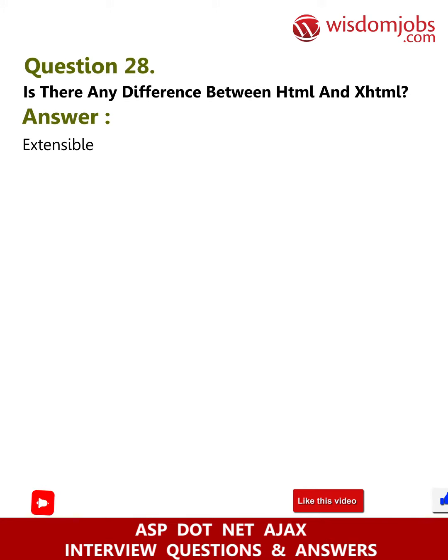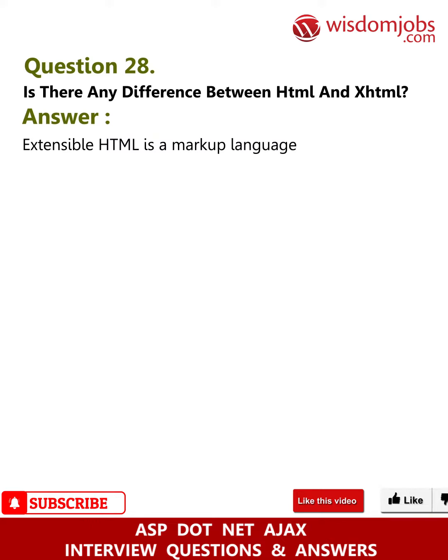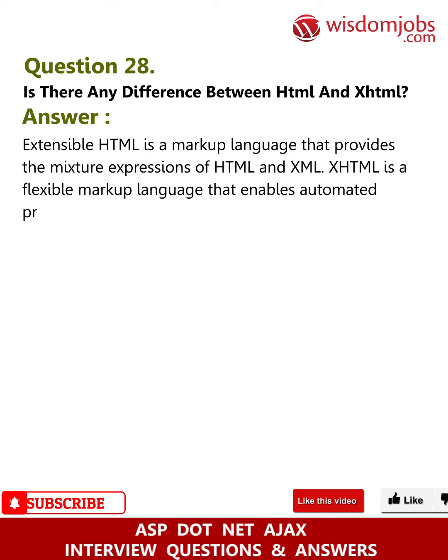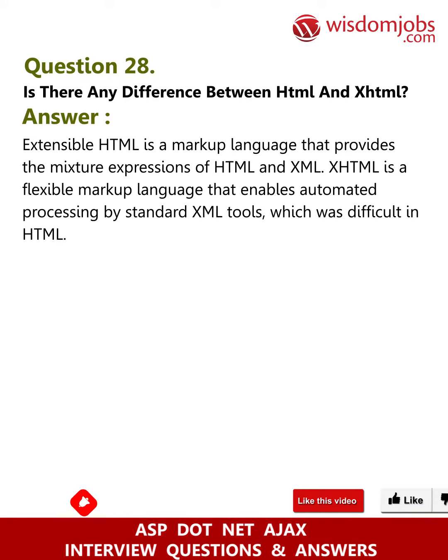Question 28. Is there any difference between HTML and XHTML? Answer. Extensible HTML is a markup language that provides the mixture expressions of HTML and XML. XHTML is a flexible markup language that enables automated processing by standard XML tools, which was difficult in HTML.